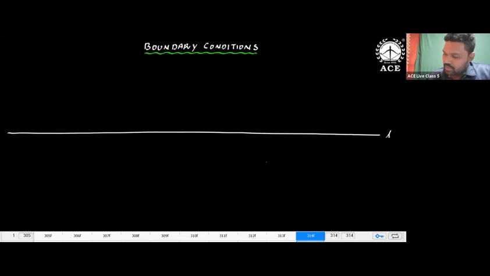Where this media interface is at L is equal to 0. This is a media interface. If I draw a line and put a dot here, what does that indicate? It indicates the media interface, or you can also say boundary interface.